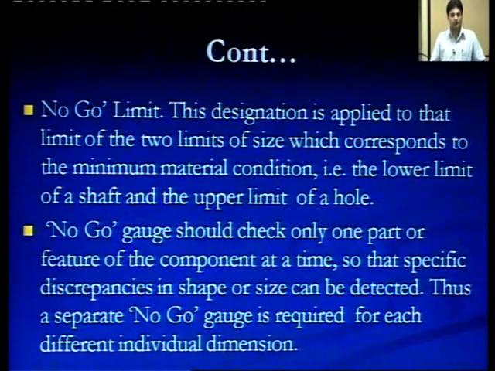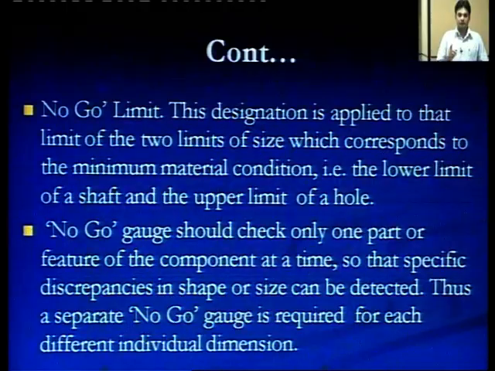Next comes the no go limit. Now, this designation is applied to that limit of the two limits which corresponds to the minimum material consideration, that is, the lower limit of a shaft and the upper limit of a hole. Now, the difference between the two is that the no go gauge should check only one part or feature of the component at a time.